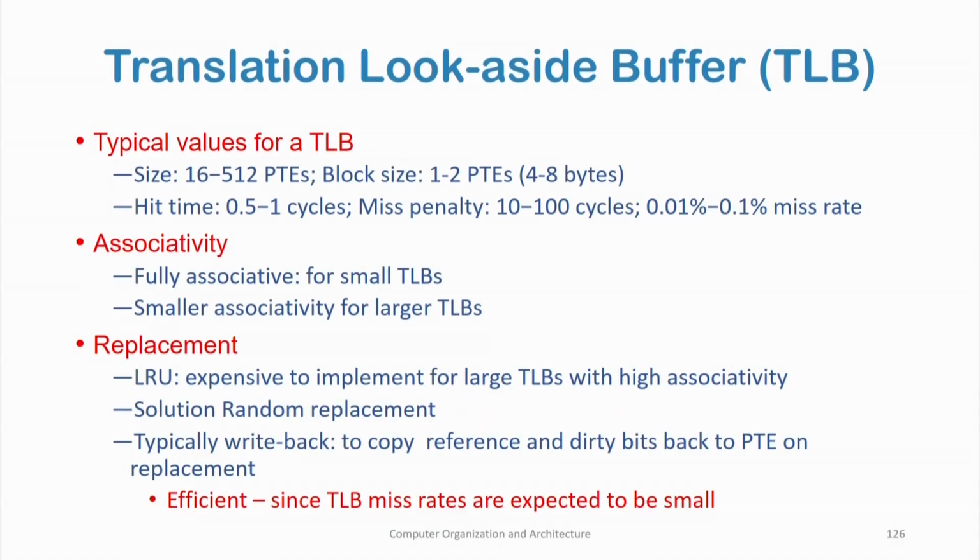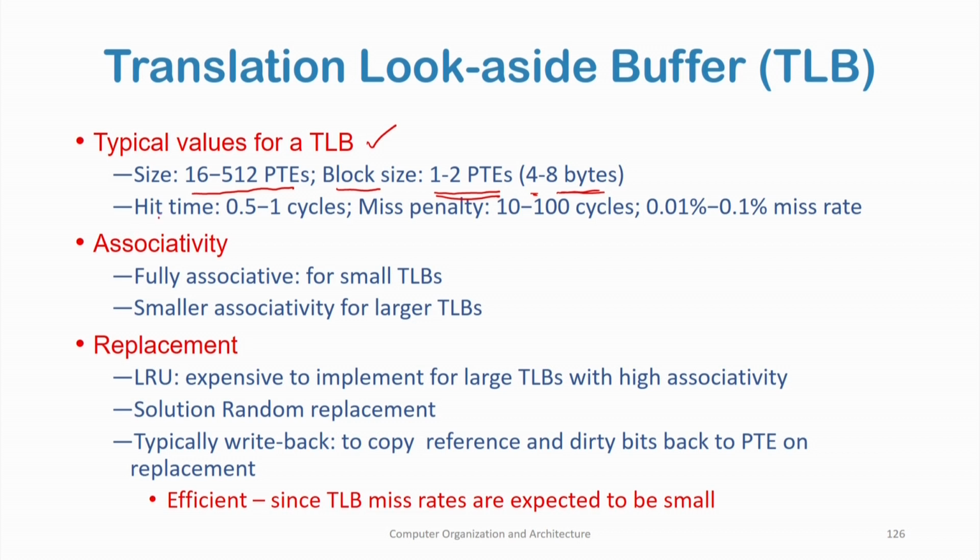So, a few more details with the translation look-aside buffer. Typical values for the size of a TLB are of the order of, let us say, 16 to 512 page table entries, and each such page table entry could be 4 to 8 bytes. Therefore, TLBs are typically small in size. The block size for a TLB is 1 to 2 page table entries, and if a page table entry is, let us say, 4 bytes, then 2 page table entries mean just 8 bytes.